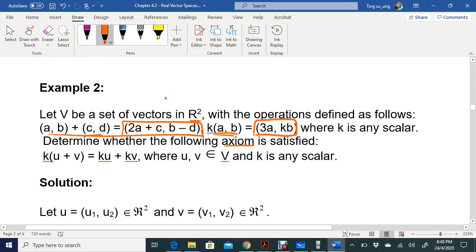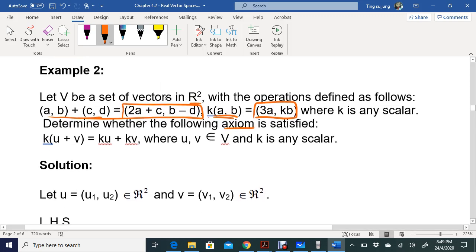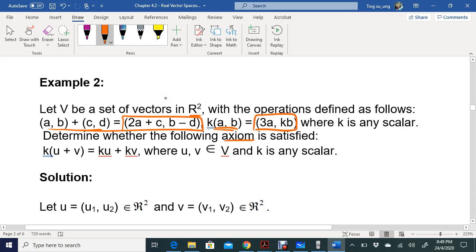Okay, for this topic, there are no calculations involved. You only play with the axioms. So how do the things come in? Very simple. First you need to let what? You need to let the vectors involved. You have a few ways of doing it. I show you one first.